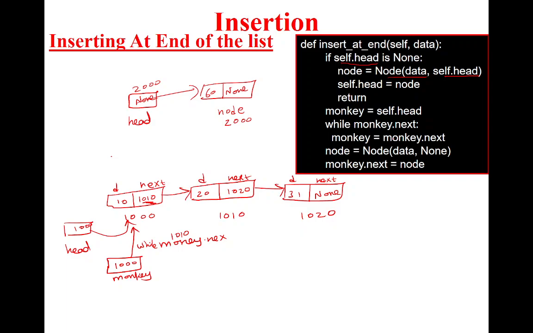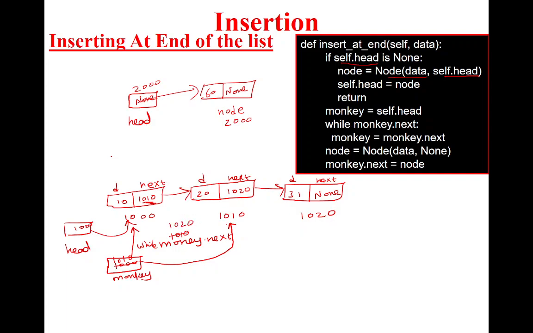In this loop we are moving the monkey equal to monkey of next. What is monkey of next? 1010. So this value will be changed into 1010. The meaning is the monkey is 1010, pointing to here. Now it will check the while, monkey of next. What is monkey of next? 1020. Second iteration. Okay, it will check the 1020.